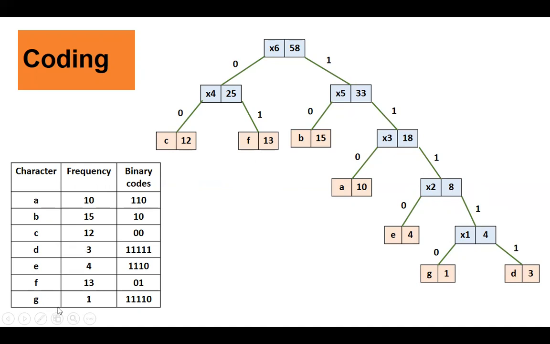Similarly, the code for G will be 1, 1, 1, 1, and 0. That is 4 times 1 and 0. Now, if you look at it very carefully, the characters with the highest frequencies have less code length. Code length is very small, right? As compared to the characters with less frequency, where the code length is quite large. Here the code length is only 2, here the code length is 5.